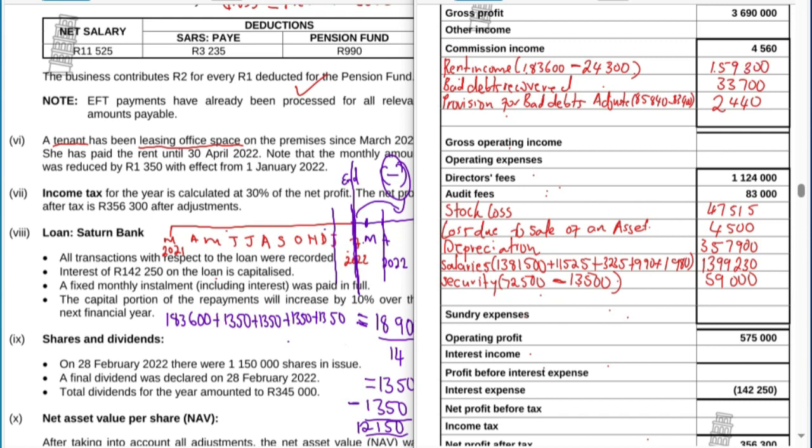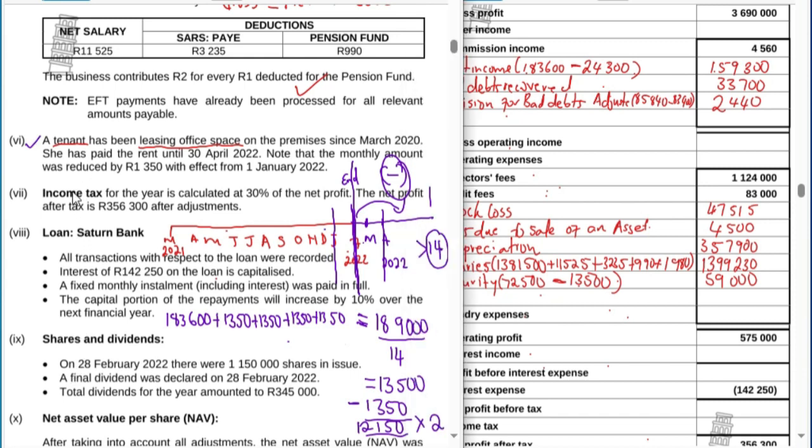And then guys, we are done with our information number 6. We go to information number 7, income tax.